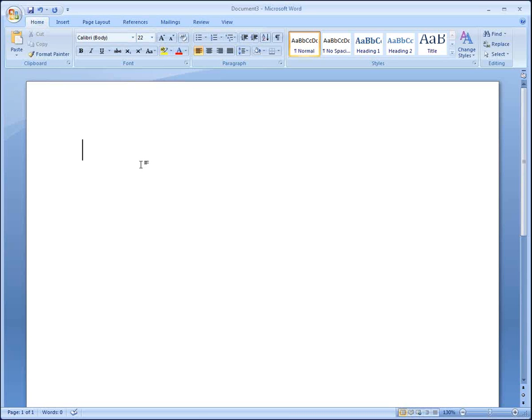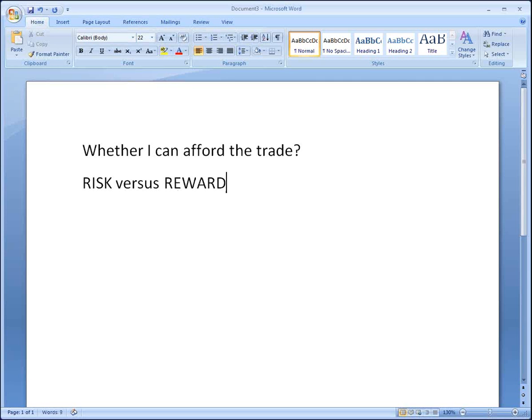So with that in mind, one of the things that I've been thinking about is how do I determine, and this is the real question of risk reward, how do I determine whether I can afford the trade? I don't know how many people think about risk-reward in this way. Because for me, the risk-reward answers this question, whether I can afford the trade.